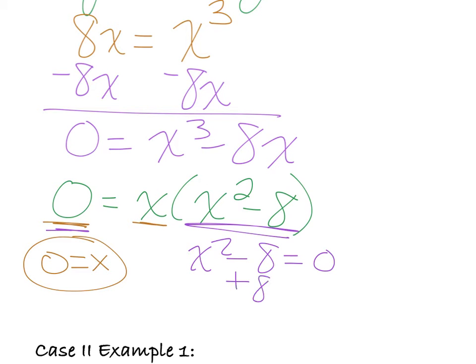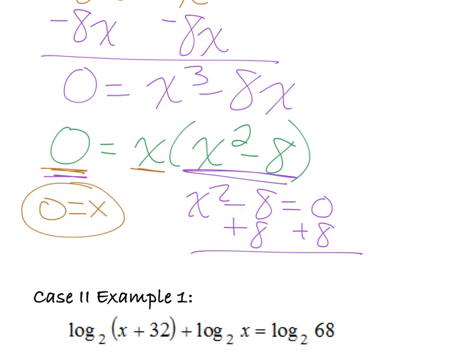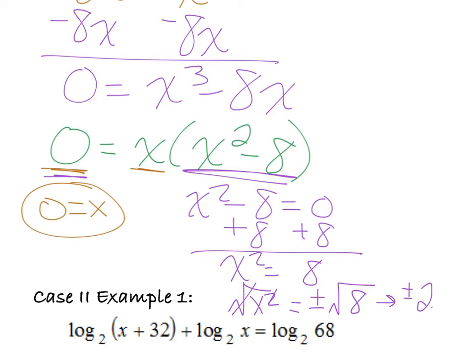So I'm going to add 8 to both sides, and then I have x squared equals 8. When I square root this, remember the square and the square root will knock each other out, but because it's a 2, I should have 2 answers, so the other side becomes plus or minus square root of 8. And if you simplified this down, it would be plus or minus 2 root 2 as another possible answer.